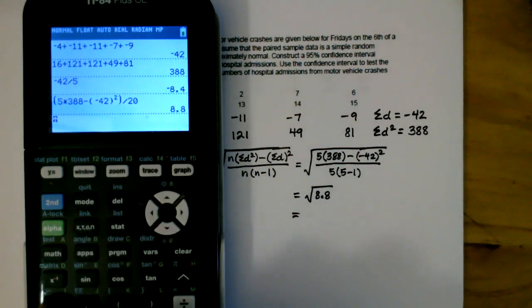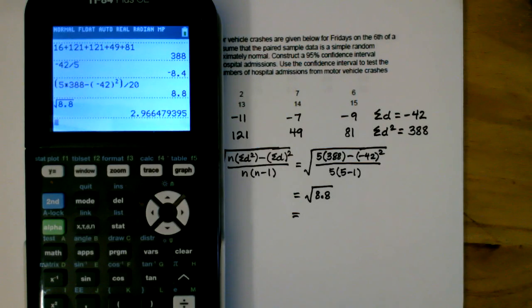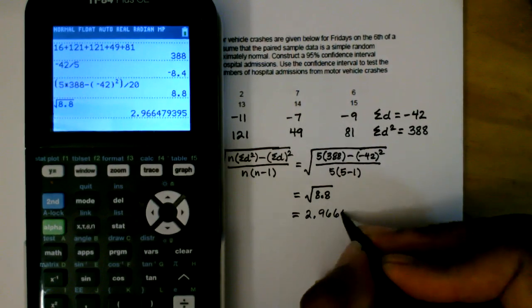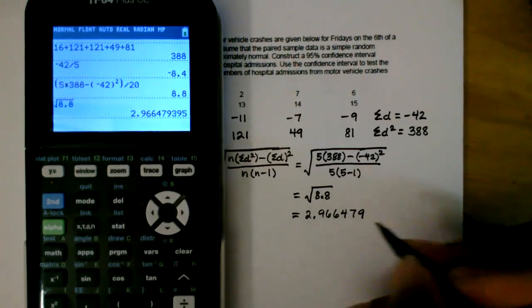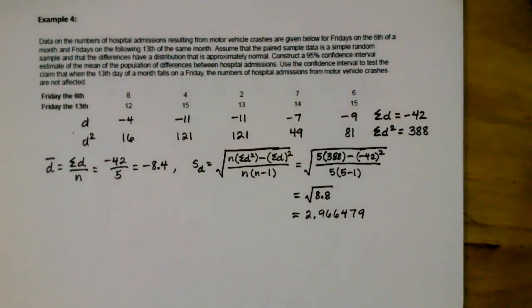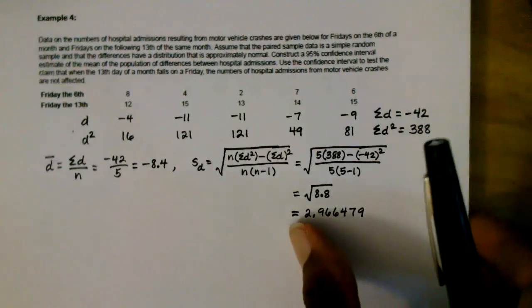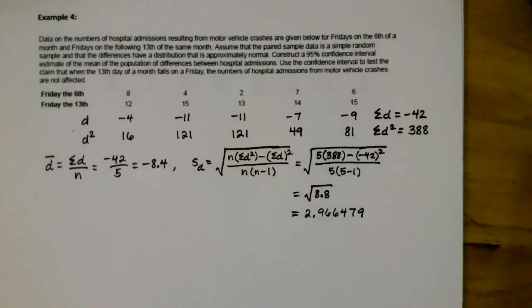And then when I do second and x squared for the square root, I can go ahead and type in 8.8. Then hit enter. I'm going to try to use as many decimal values as I can here. This will be, let's say, 2.966479. That would be S sub d, the standard deviation of my differences. Okay. All right, next I need to find the margin of error.